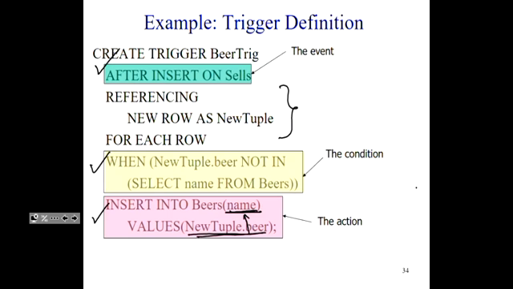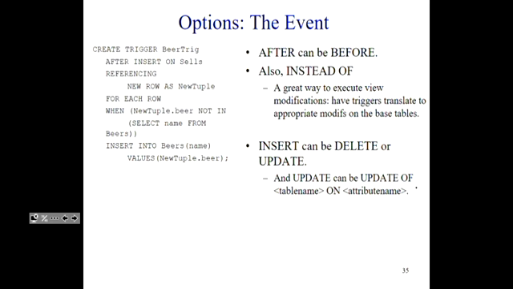Okay, it's still not straightforward, so let's unpack this step by step. Let's start with the event, right? The event is, in this case, after insert on Sells. Instead of after, you can easily use before. Here we want to insert a tuple into Beers after the insert on Sells, but you can have it before as well. You can say, before the insert on Sells, go ahead and do something.